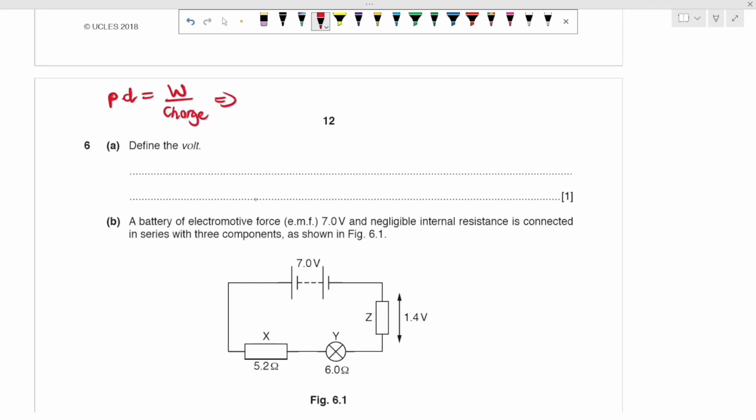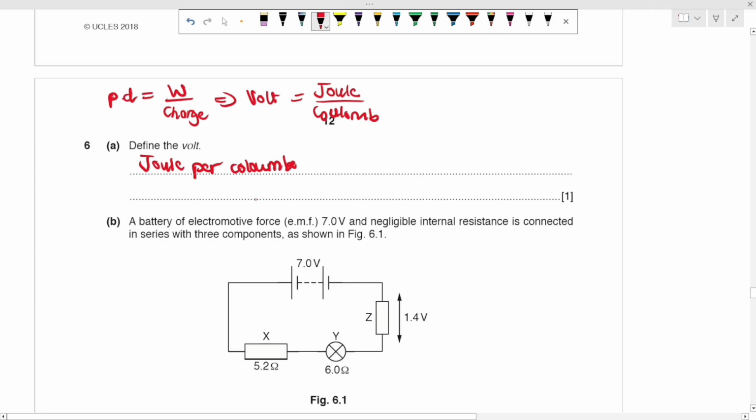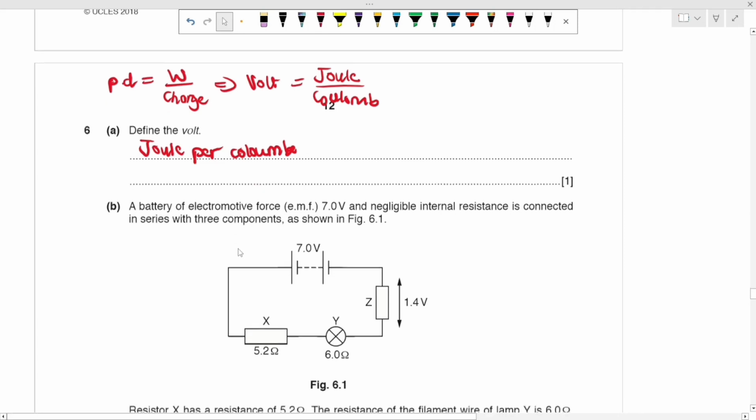And what you do is you say the unit of PD is the volt, right? The unit of work done is the joule. The unit of charge is the coulomb. The spelling is pretty difficult. Coulomb, yeah, that's it. So the unit for the volt will be equal to work done per unit charge. The unit for work is the joule, the unit for charge is the coulomb, and that's it. So you just say the joule per coulomb. That's it. You just have to have an equation whenever they ask you to define a specific unit. Then once you have that equation, you figure out what the units of the variables in that equation are. In this case, it was the joule for the work done, then the coulomb for the charge. So the joule per coulomb.